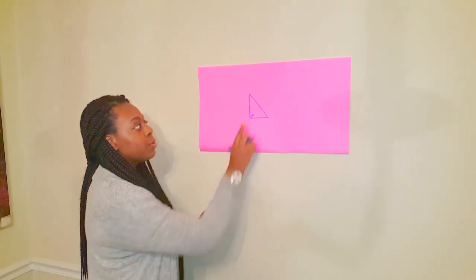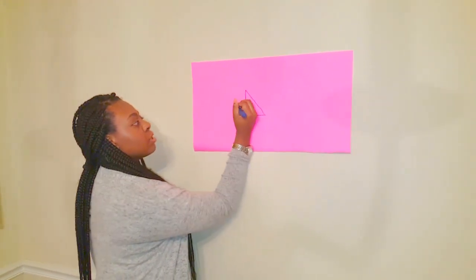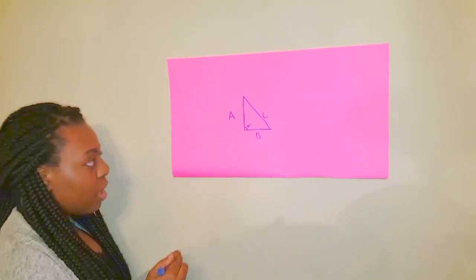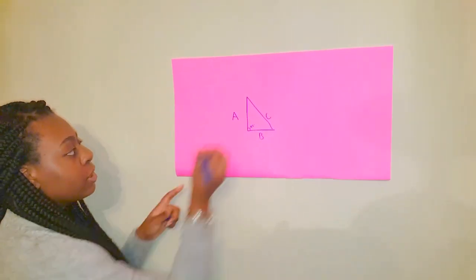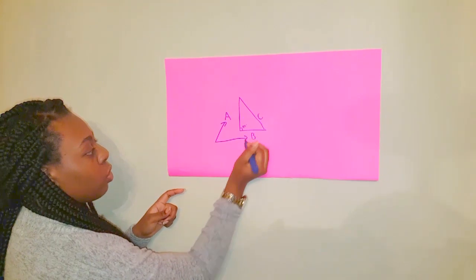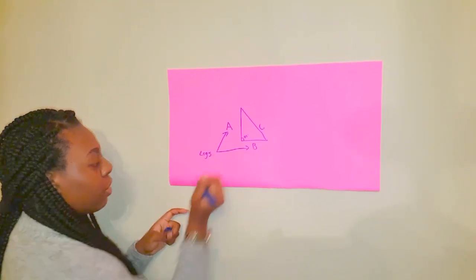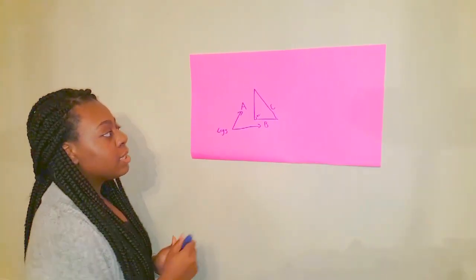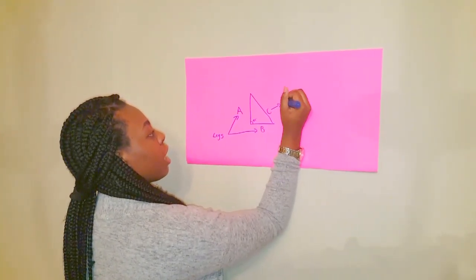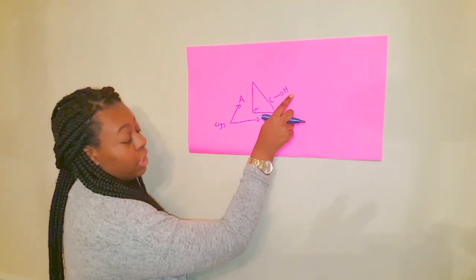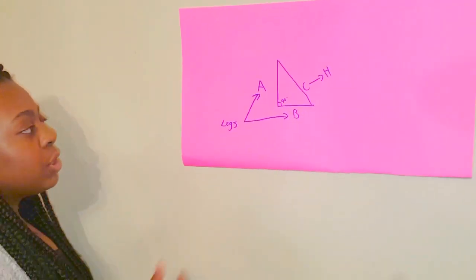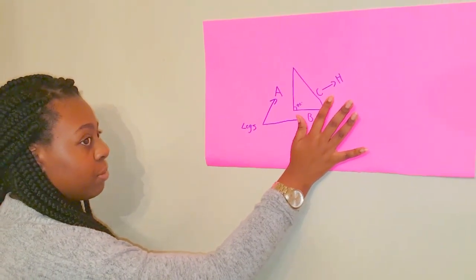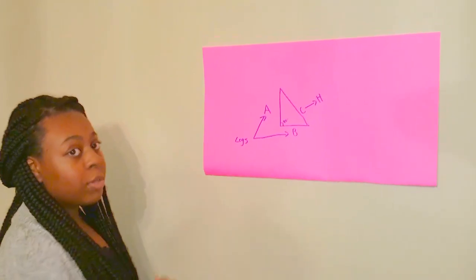Now what you would do is label A, B, C. So A, B, C, okay? A and B represent your legs. A, B are always going to be your legs. And C is going to be your hypotenuse. I abbreviated that with an H, okay? So now that you have your A, B, C, and remember C is always going to be your hypotenuse, and A, B are going to be your legs.